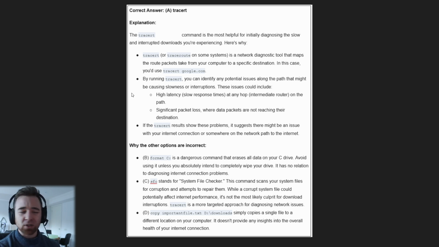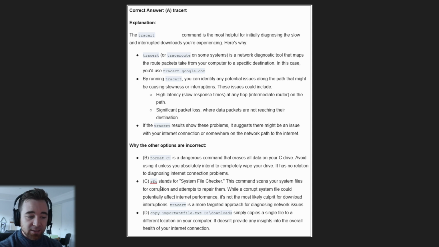Let's go ahead and have a look at the other options here, though. So we had format C:. That one is in the name. It formats your drive. If you format your drive, you're essentially going to wipe everything. Wiping your entire drive isn't what you want to do if you want to test your internet connection. That's going to erase your data, and then you'll have to go and download all those beautiful cat pictures all over again. And you don't want to do that. Trust me, I've been there. It's a lengthy process. You don't want to go through that.